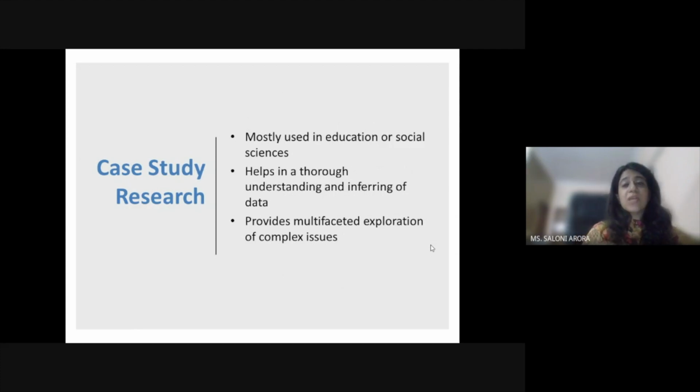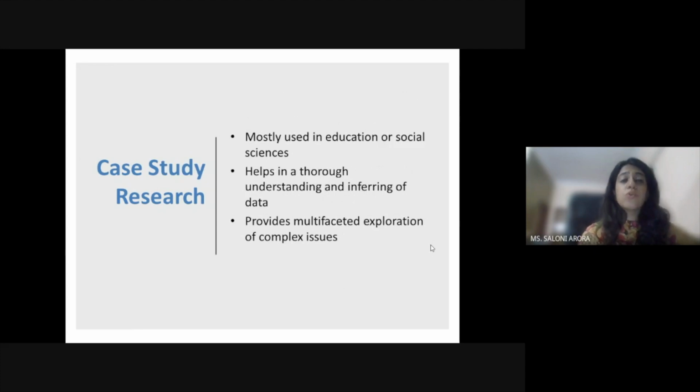And based on their answers, you infer your data. So, case study ultimately provides multifaceted exploration of complex issues. Why multifaceted? Because you can ask anything in your case study. Your case study can ask about healthcare, it can ask about education, it can ask about business, marketing, management.